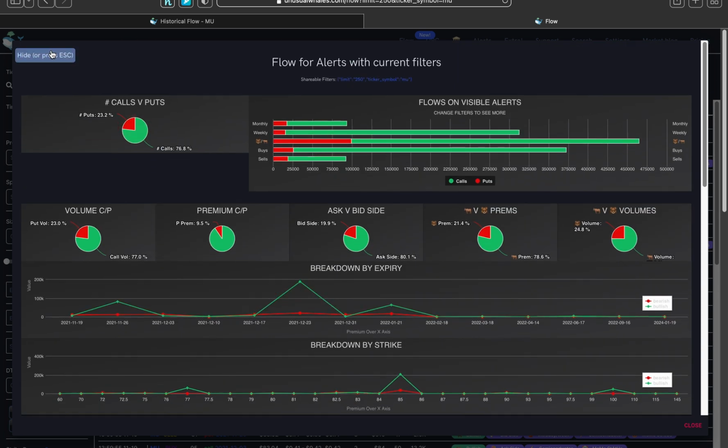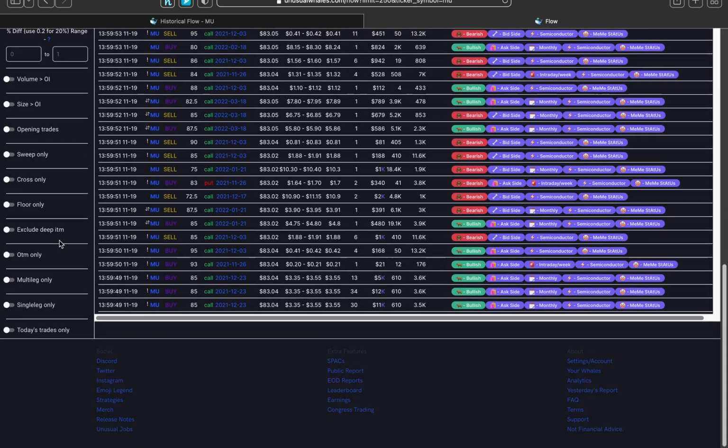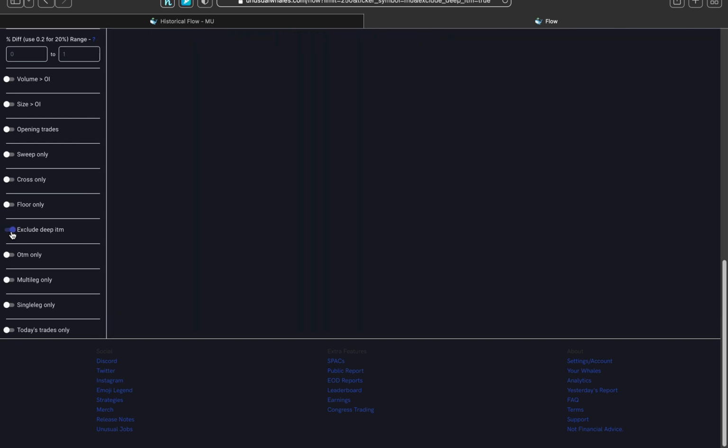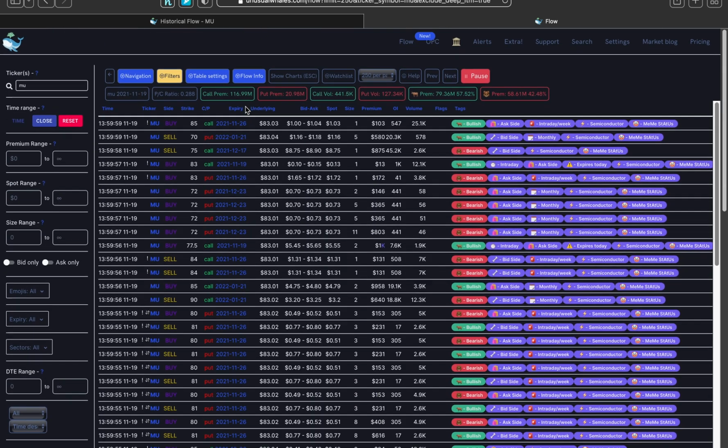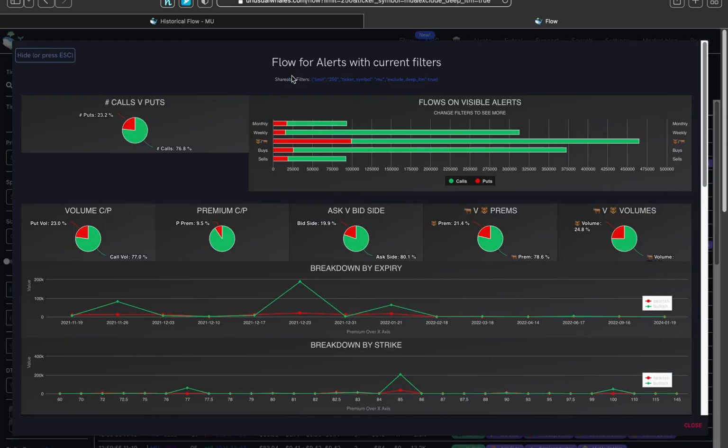Now you can start filtering out specifically. There are many ways to do that, depending on your preference in the flow, right? Specifically, you can exclude deep in the money. That's one that I like to use a lot, or remove, because I don't want to see what people are playing for high deltas. And check this out, right? Bull versus bear premium, we're at 75% versus 24%. Super bullish, right? Again, all the pies are pretty much reflecting the same data. This is very, very bullish.